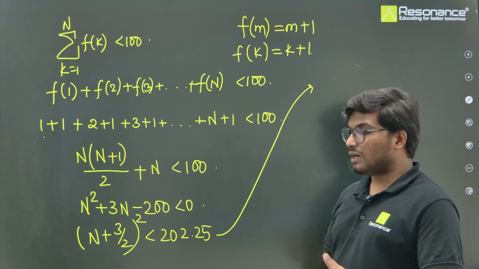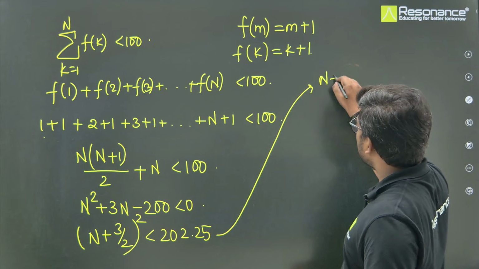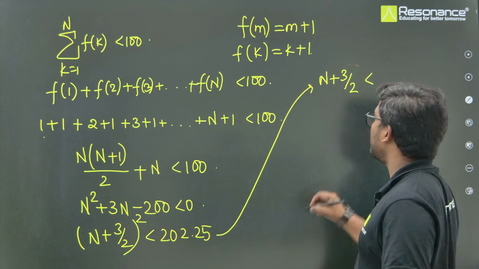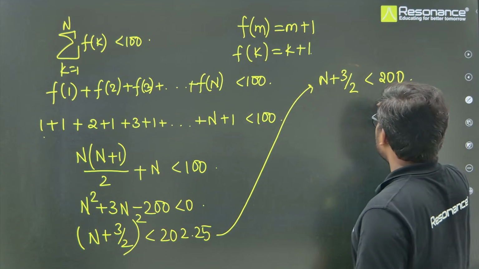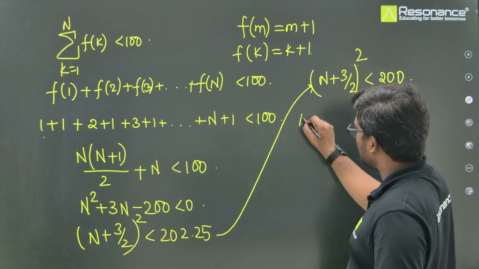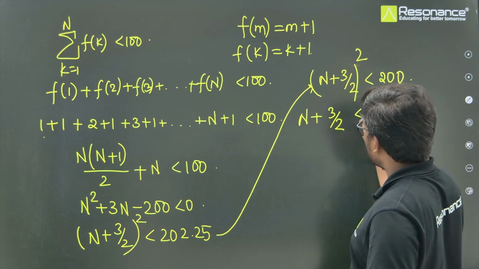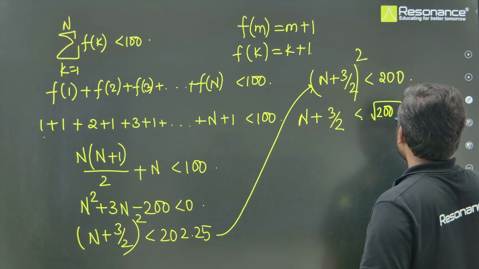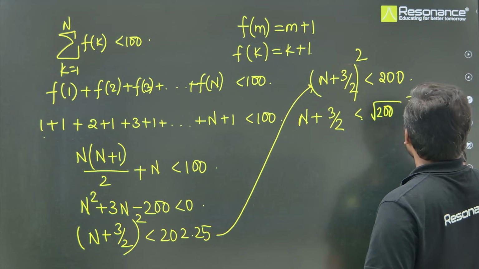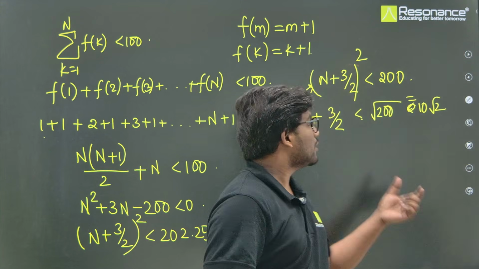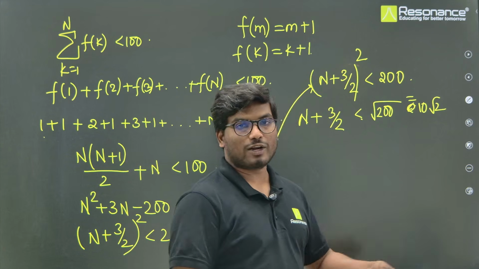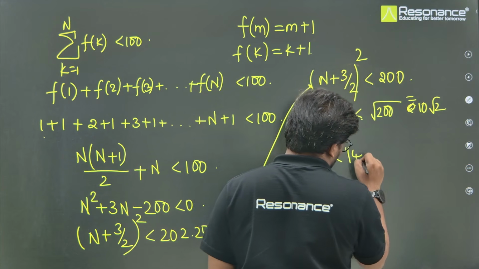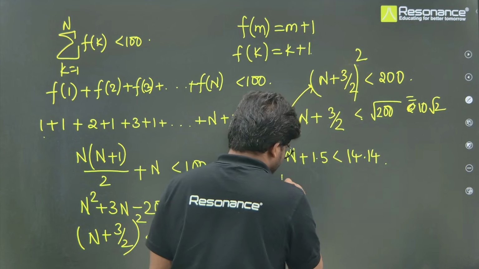Alright, roughly approximating this, if it's less than 202.25, it's also less than 200. And sorry, this is a square. So when we remove the square, n plus 3 by 2 is less than root 200, which is 10 root 2. And root 2 is 1.414. So 10 into 1.414 is just 14.14. So n plus 1.5 is less than 14.14. So n is less than 12.14.